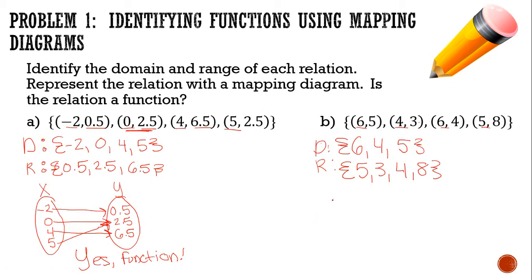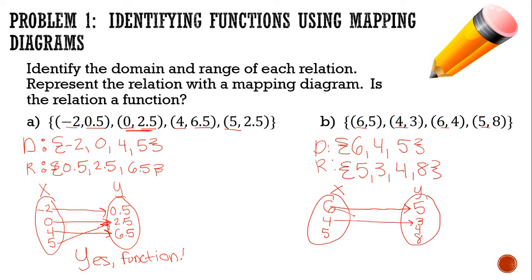Now I'm going to draw my mapping diagram again. I've got two bubbles, an x over here and a y over here. My x values are 6, 4, and 5, and my range is 5, 3, 4, and 8. Now 6 went to 5, so I'm going to draw an arrow from 6 and point to 5. 4 went to 3.